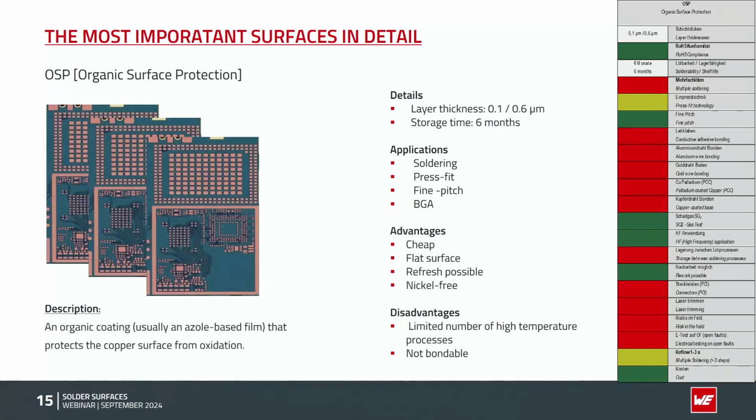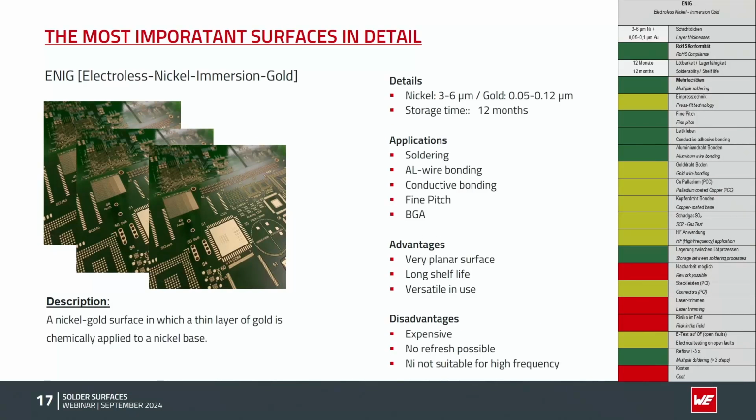But for industrial application, and we have a lot of industrial and automotive high-tech applications, we cannot use this in high volume. So that's the reason why we don't offer OSP today, but times may change. So let's continue with the next solder surface, which is ENIG, which stands for Electroless Nickel Immersion Gold.